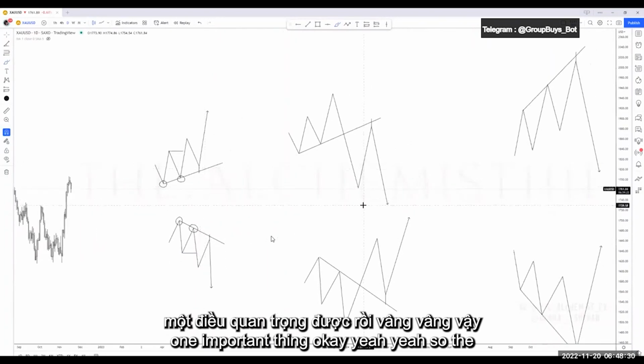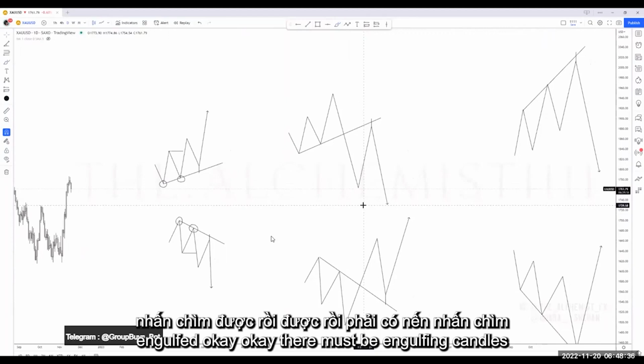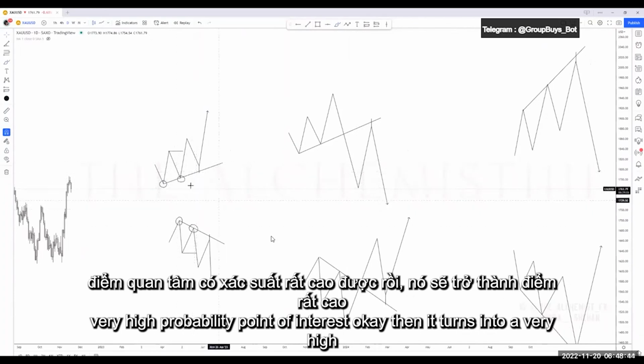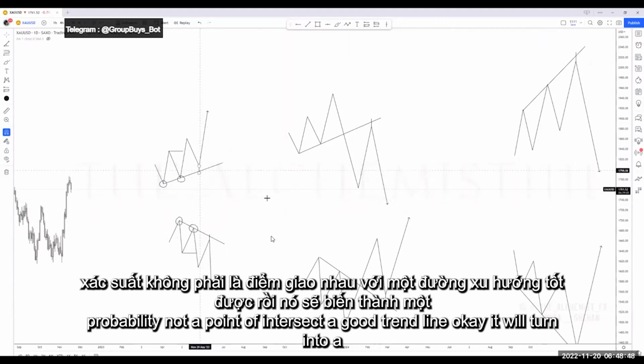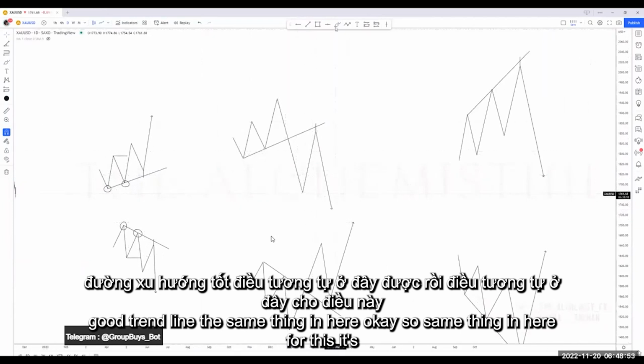So the first and second touch always have to be engulfing candles. And the second point has to break structure. That is when we call it a very high probability trend line. It will turn into a good trend line. So same thing in here.